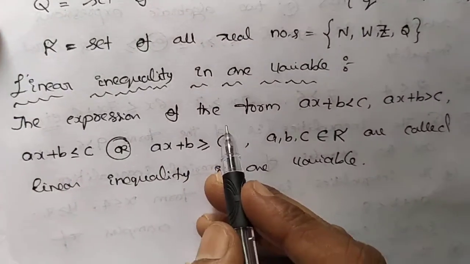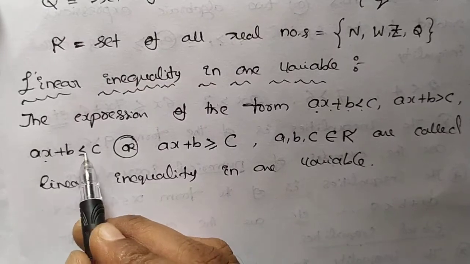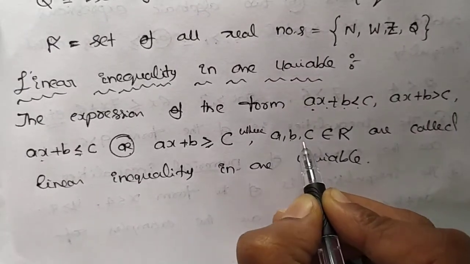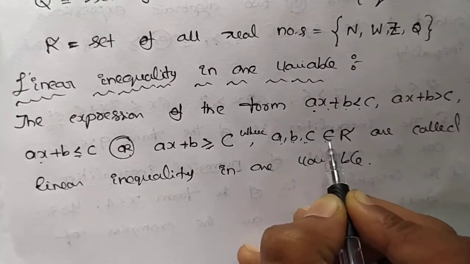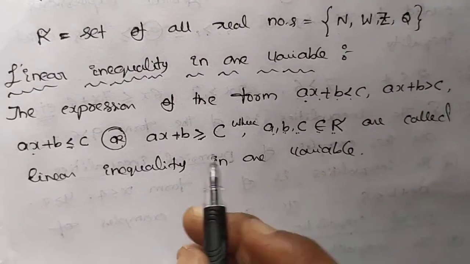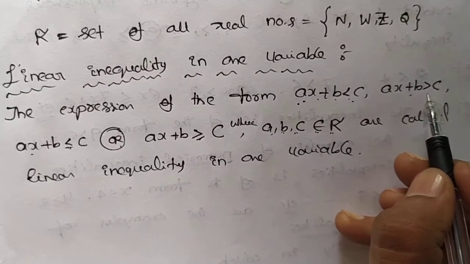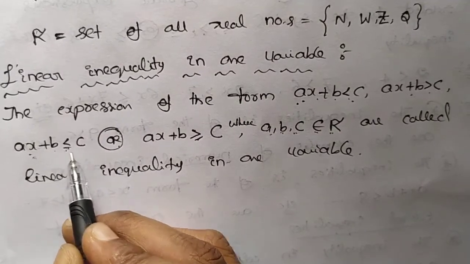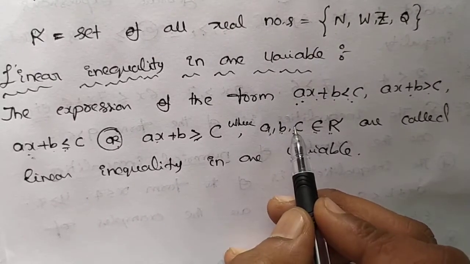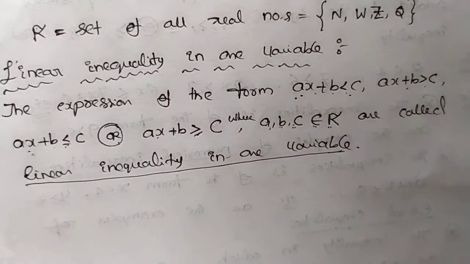The expression of the form ax plus b less than c, ax plus b greater than c, ax plus b less than or equal to c, or ax plus b greater than or equal to c, where a, b, c are real numbers, that is, a, b, c belong to R, are called linear inequality in one variable. It is the definition of a linear inequality in one variable.